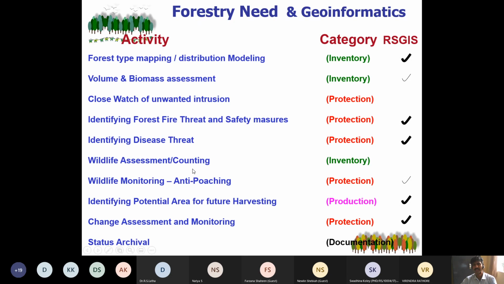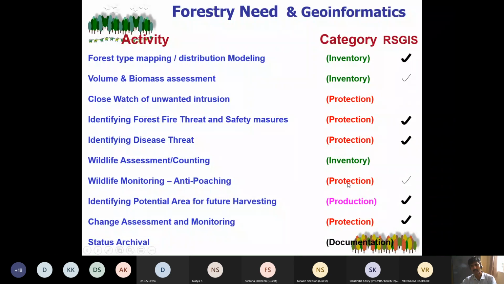Also, for wildlife assessment counting, from satellite we cannot really see because they are dynamic animals. They move here and there. So it is related to inventory, but we need a ground-based survey. So there is no tick here. Wildlife monitoring and anti-poaching: monitoring means we know the habitat. That means slight information we can derive from satellite. That is a thin tick. We get the information on the habitat. We can do suitability modeling, but we cannot really do anti-poaching. Okay, that is all ground-based.